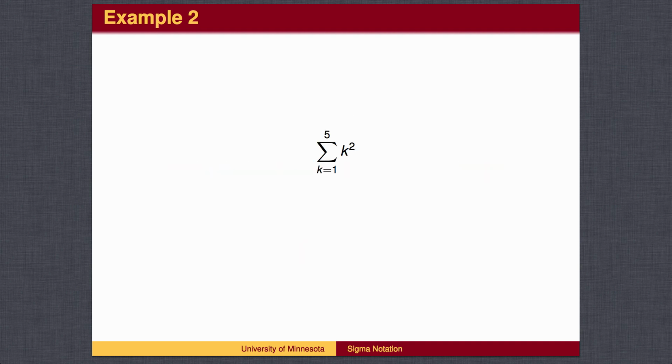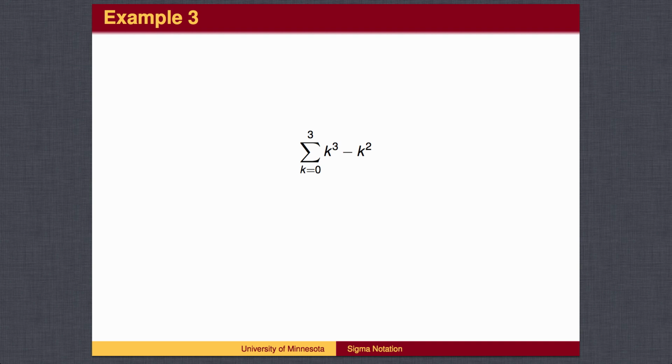Here's another example. We are asked to add 5 numbers together. The first number is 1 squared, the second is 2 squared, which is 4, up to the last number, which is 25. The sum is 55.